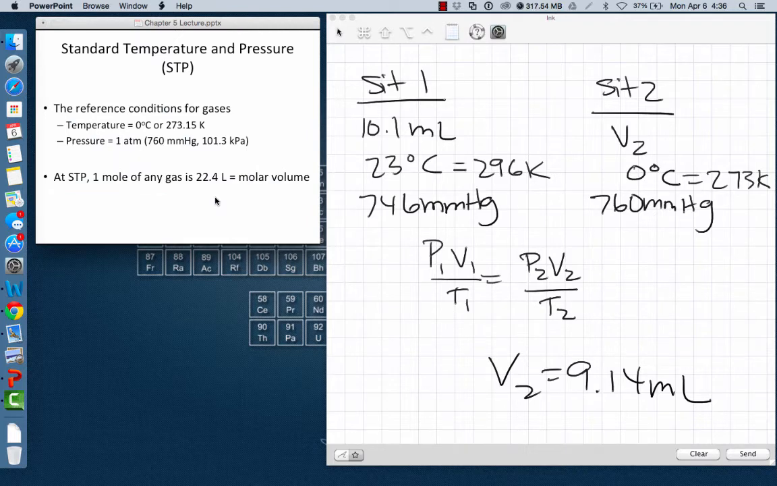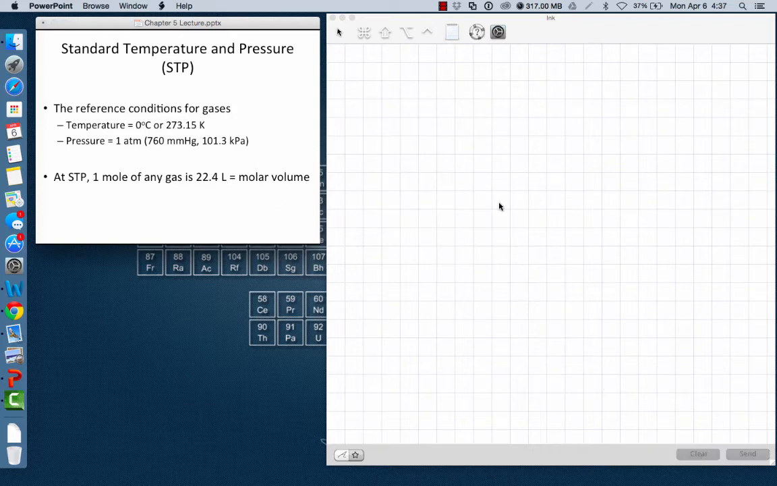All right, so one thing that we have to say about gases is that there is a standard temperature and pressure. This is something that we're going to refer to all the time. Standard temperature and pressure, which is called STP for short, is always 0 degrees C and 1 atm. One thing that's really important to note is that at standard temperature and pressure, 1 mole of any gas is always going to have the same volume. 1 mole of any gas is going to be 22.4 liters.